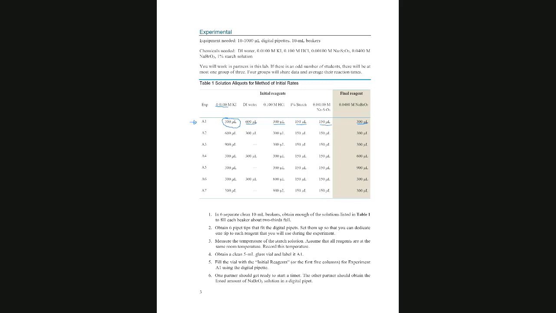So let's say we want to calculate the initial concentration in A1 of potassium iodide. How do I do that? You know, in a dilution, initial volume times initial concentration equals final volume times final concentration, right? So we are going to use this equation for all the calculations.